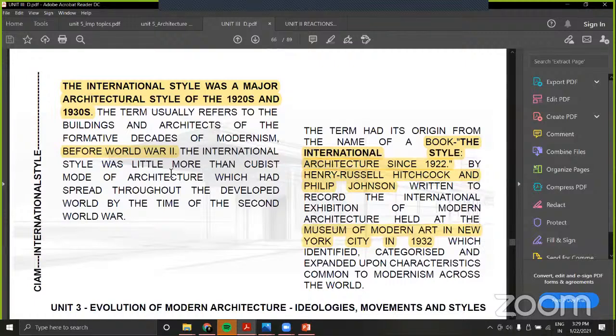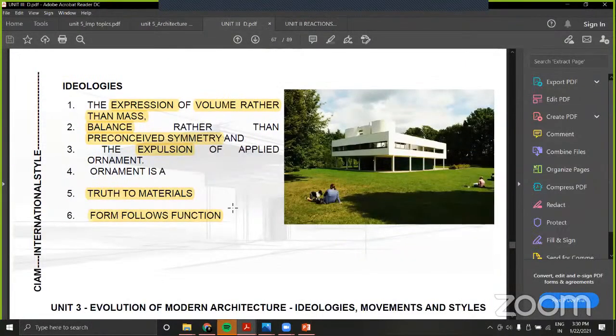So if you want, you can refer to this book, The International Style: Architecture Since 1922 by Henry Russell Hitchcock and Philip Johnson. So we will be saying Philip Johnson and all the following things.